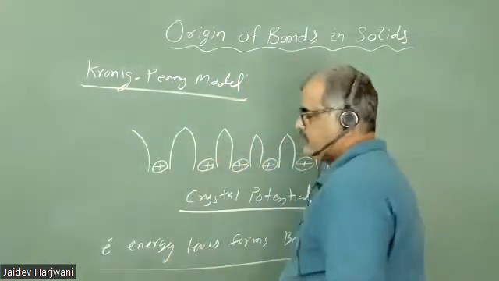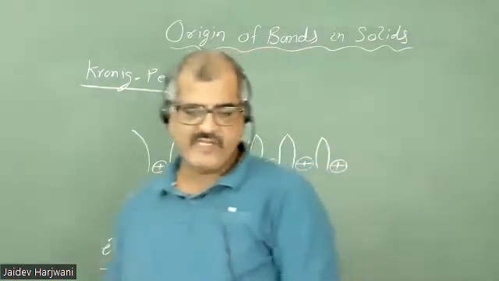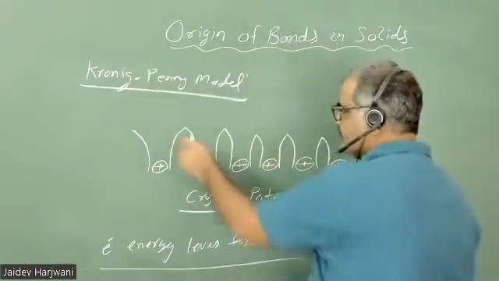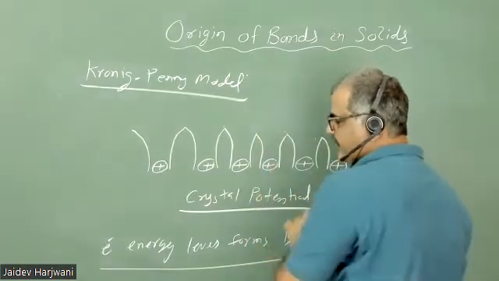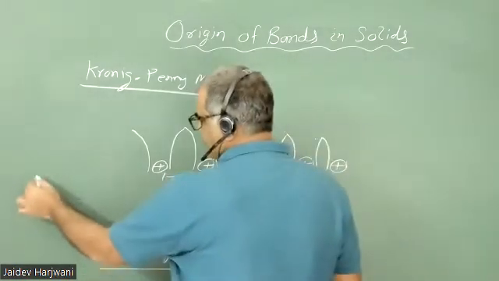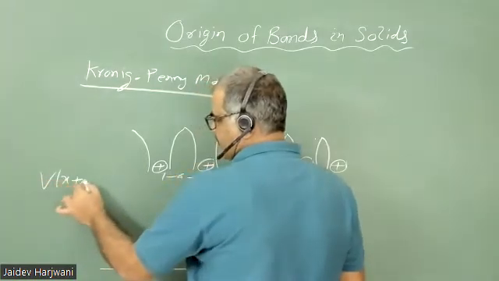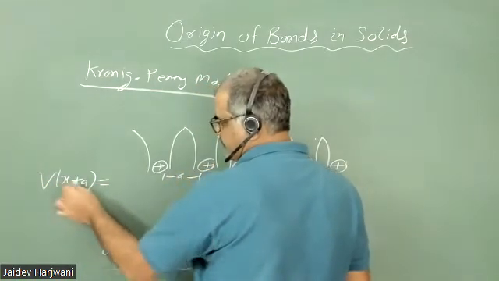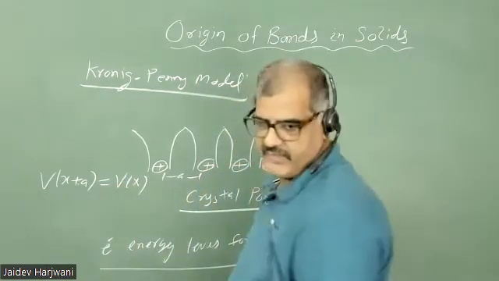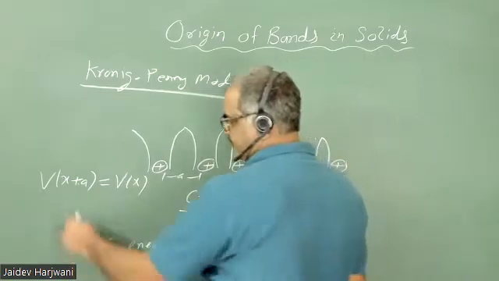Sir, in this model you discussed that the electron will experience a periodic potential. So this kind of potential, you see this is a repeating potential, right? If I say this distance is a, then my potential is periodic. So if I ask what is the potential at x plus a, it is the same as the potential at x. So now my potential is periodic.